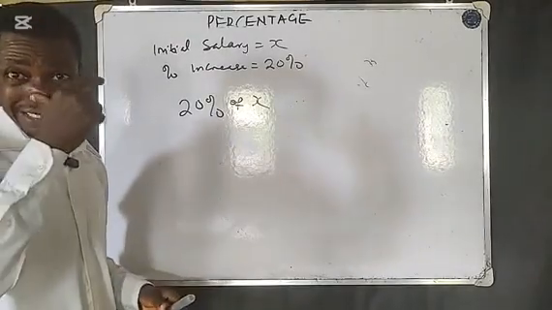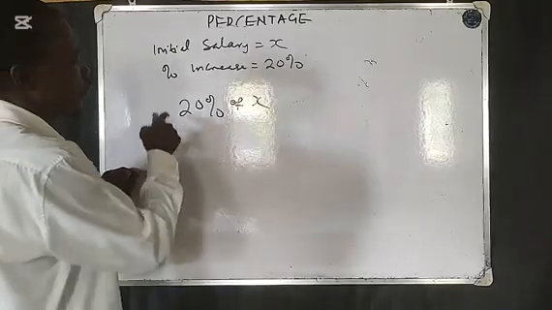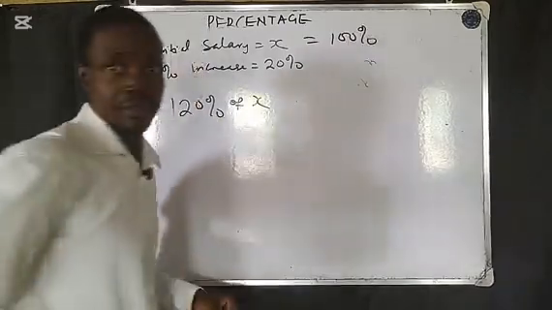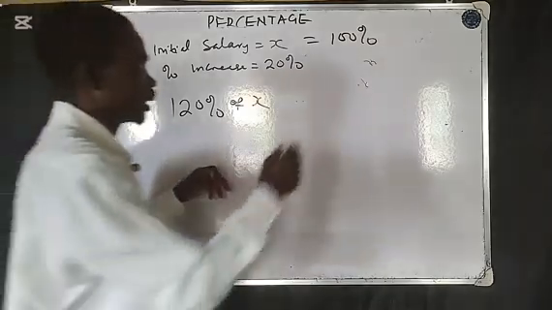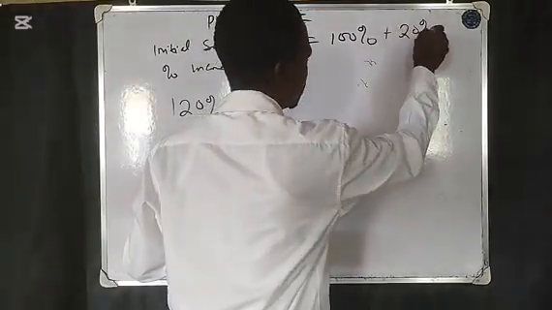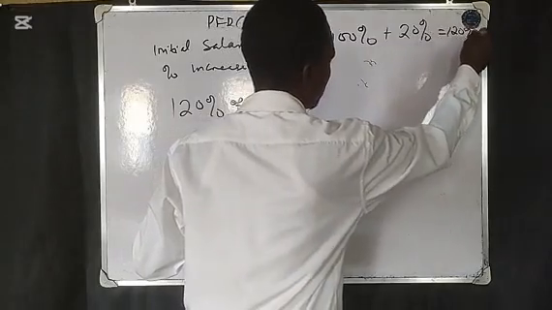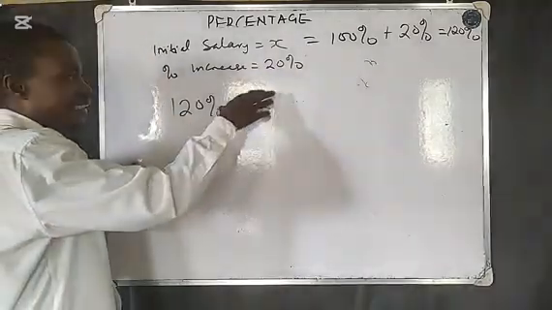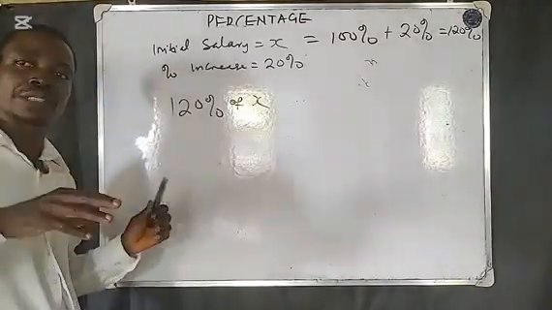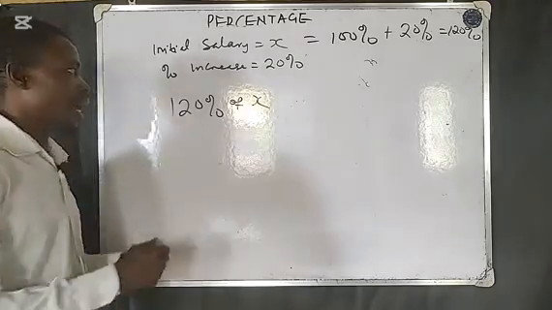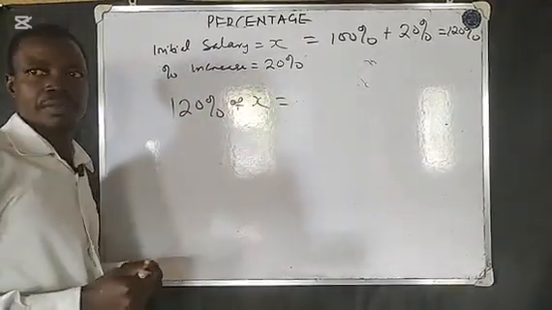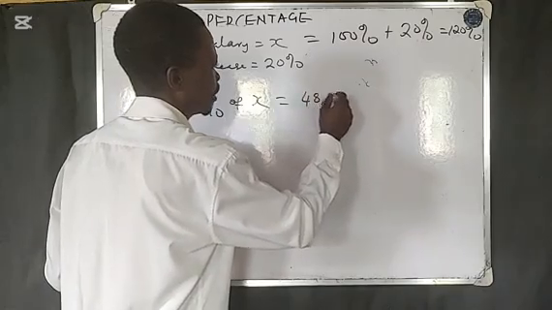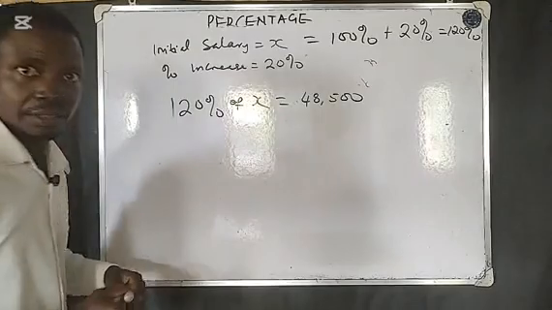Increased by 20%. Okay? We're going to write 120 because this X is 100% initially. So if it was increased by 20%, we're going to add 20%, and that will give us 120%. So we are going to say 120 multiplied by X. That will be the new salary after it was increased by 20%. Is that okay? And we are told it is equal to a particular amount, right? What is the amount? 48,500.